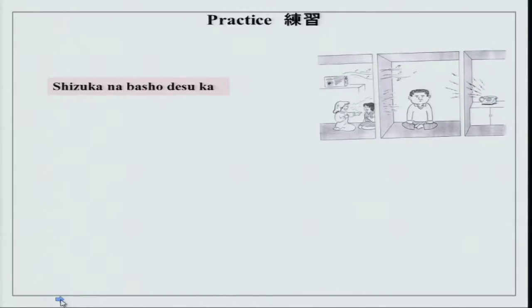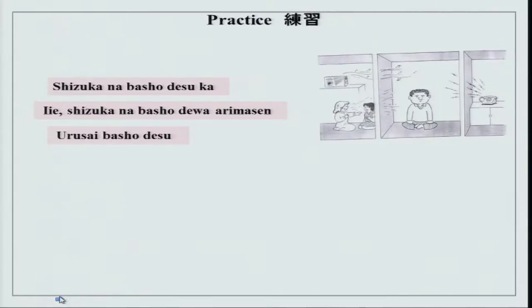Shizuka na basho desu ka? Iie, shizuka na basho de wa arimasen. Urusai basho desu. So, shizuka is quiet and urusai is noisy, which is not pleasant to the ear. Ongaku is pleasant to the ear. So, it is not urusai, but where there is a lot of noise which is not pleasant to the ear, it is urusai.